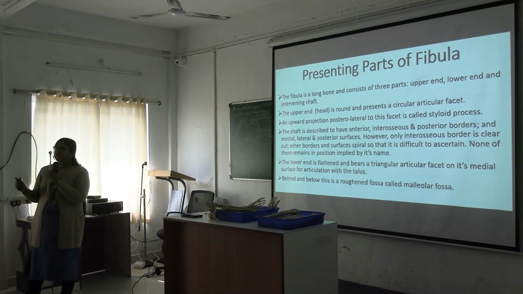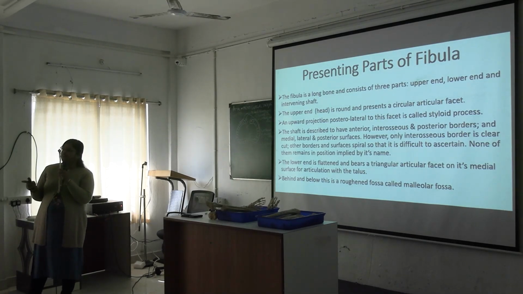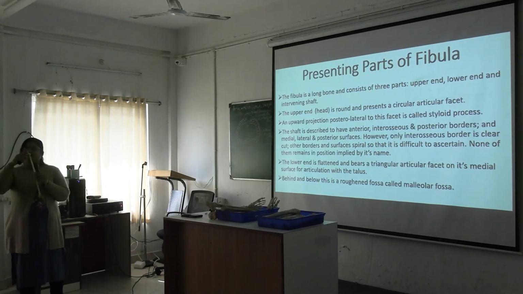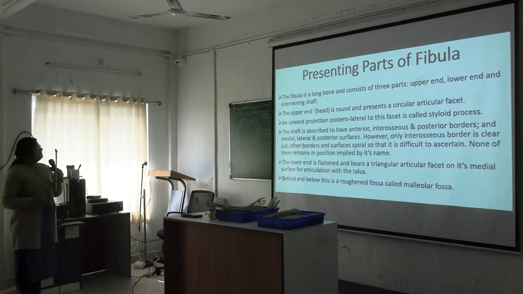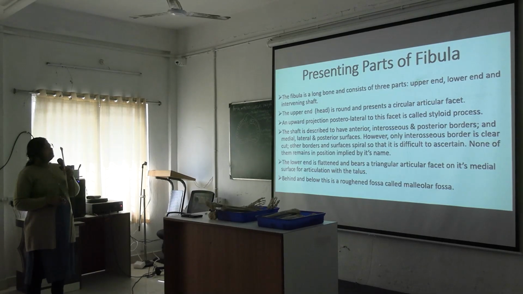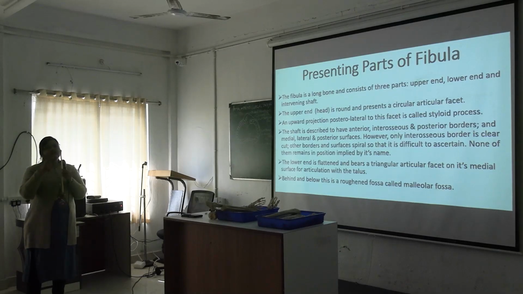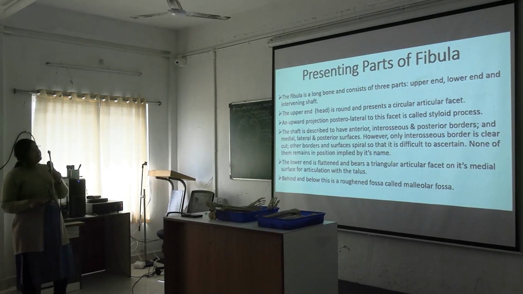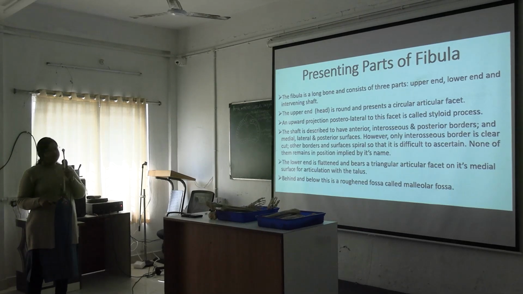Styloid process you have got in which bones? Radius and ulna. Okay, so here also is another styloid process. Next, the shaft is described, and this location is important. This styloid process is located posterolateral to the head. Okay, and the shaft is described to have three borders and three surfaces. The three borders are the anterior border, interosseous border, and posterior border.